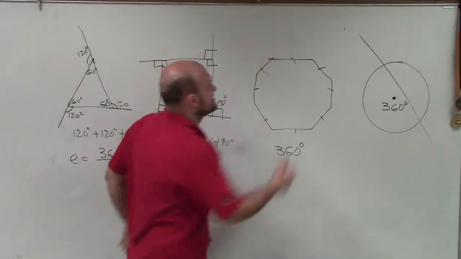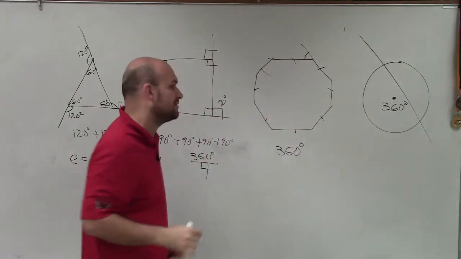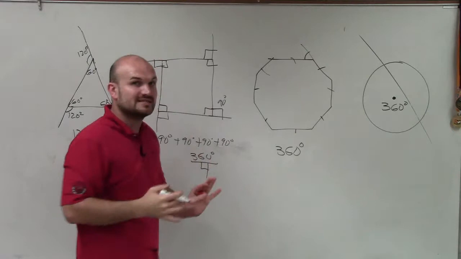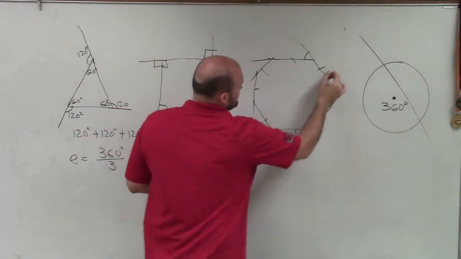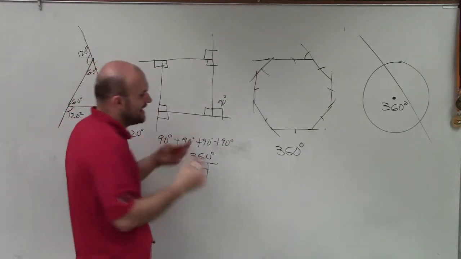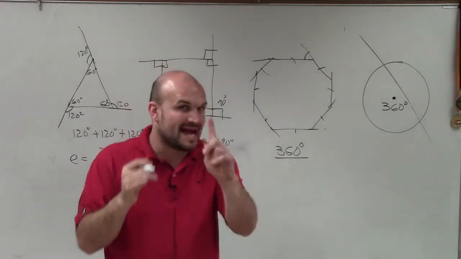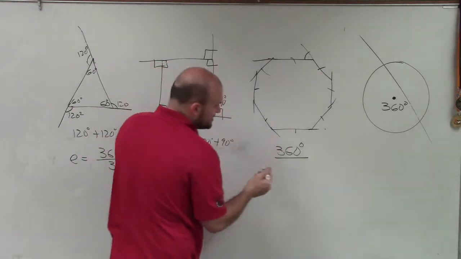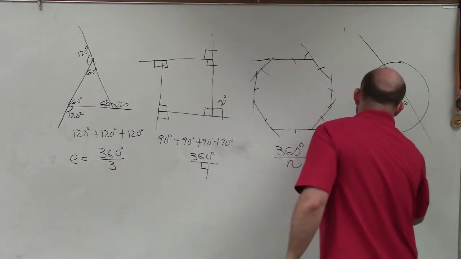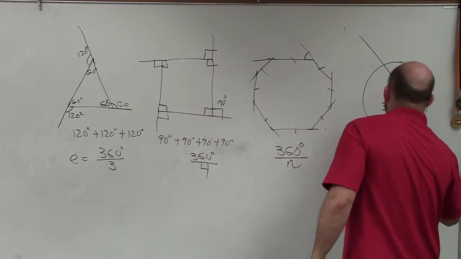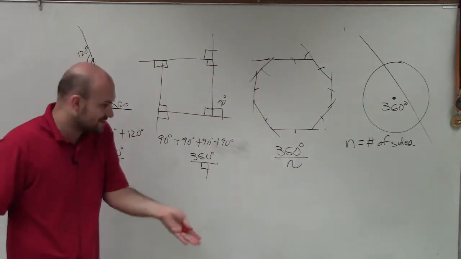So if I want to find the measure of one exterior angle, I know the sum of all the angles is 360, and I have a total of 8 exterior angles, because there are 8 interior angles. Therefore, to find the measure of any one exterior angle, you take 360 degrees and divide it by n, where n equals the number of sides. And remember, the number of sides is equivalent to the number of interior angles or exterior angles.